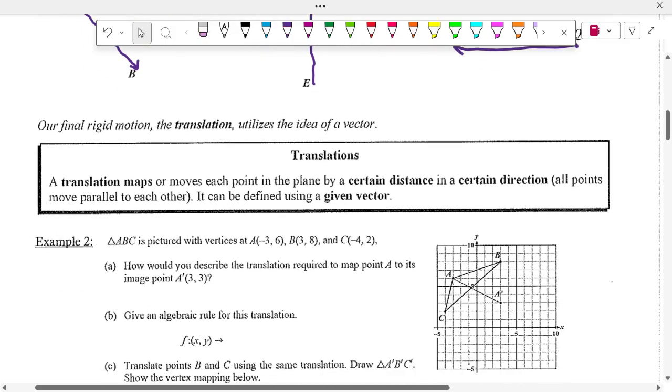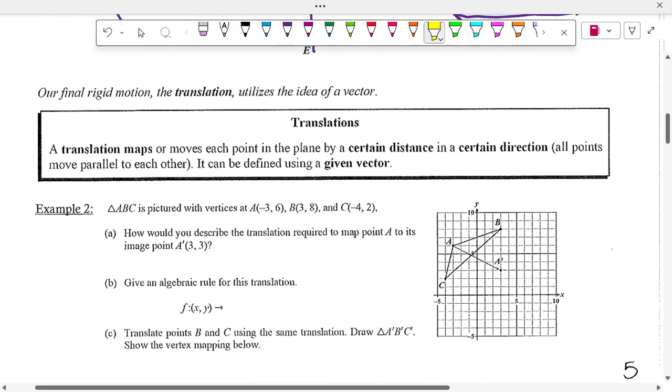So the translation maps each point by a certain distance in a certain direction, and they all move parallel to each other because they're all going to move by the same vector. The vectors are all parallel to each other because they have the same what? Slope. Remember from Math 1, parallel lines always have the same slope. So you're given a vector, you use it for all the points, and that is defined as its given vector.